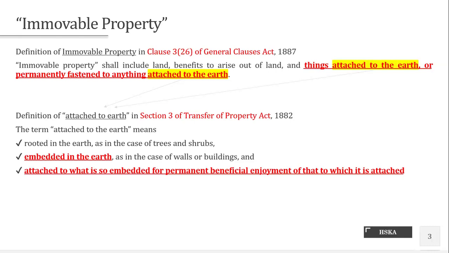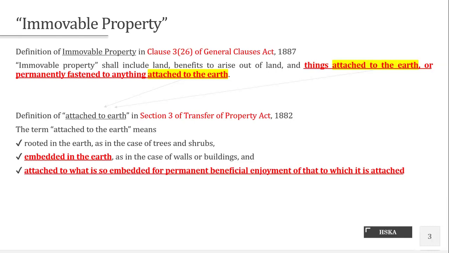Let's go to Transfer of Property Act, Section 3, which deals with anything that is attached to the earth. The term attached to the earth has three elements. Anything that is rooted in the earth, as in the case of trees or shrubs. Anything that is embedded in the earth, as in the case of walls or buildings, and anything attached to what is so embedded for permanent beneficial enjoyment of that to which it is attached.